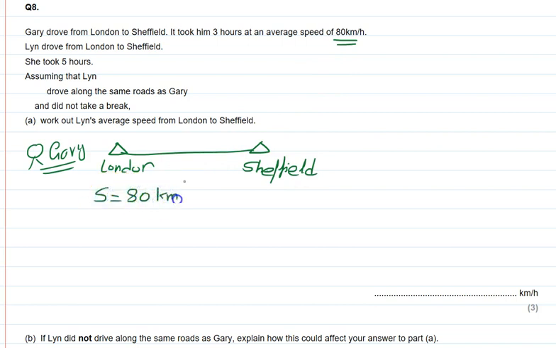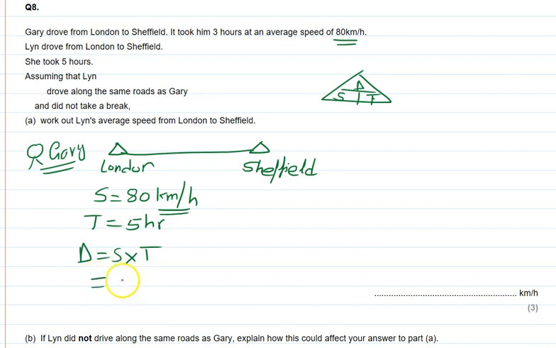80 kilometer per hour. So unit, remember, kilometer per hour, and time is 5 hours. So we can calculate distance. So we know this formula: speed, distance, and time. So we need to calculate distance. So distance is equal to speed times time. Speed is 80, time is 5, so it will be 400 kilometer.